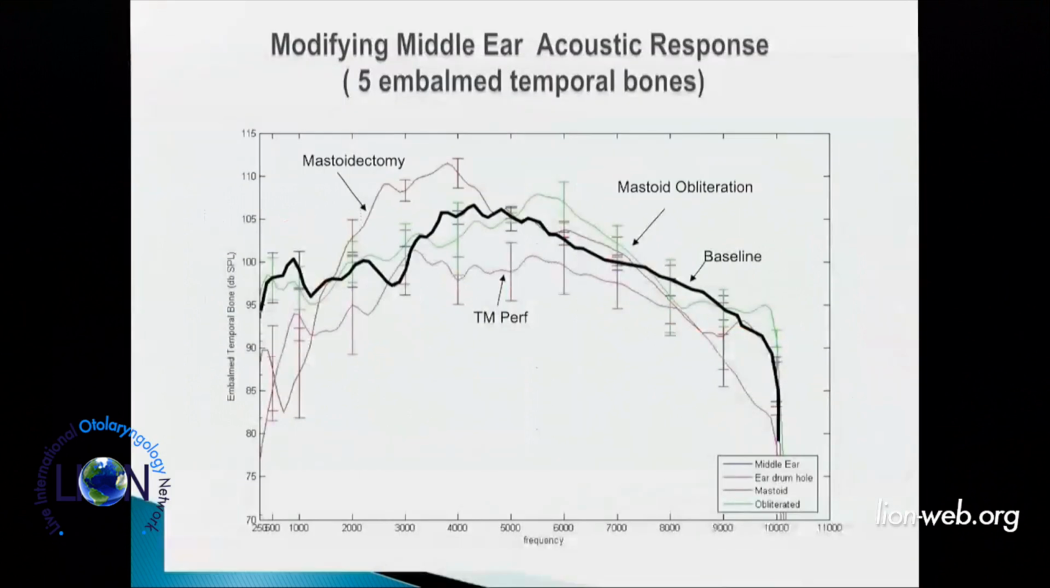Also, the size of the mastoid makes a difference. I'm not sure why it keeps advancing itself, maybe something to do with my presentation. But the size of the mastoid, this is the sound pressure level measured through a standard sound entered in the ear canal in cadaveric temporal bones. If you do a mastoidectomy or change the volume, it changes the sound pressure level, particularly at low frequencies. So the size of the mastoid also makes a difference to how much autophony you're going to hear.